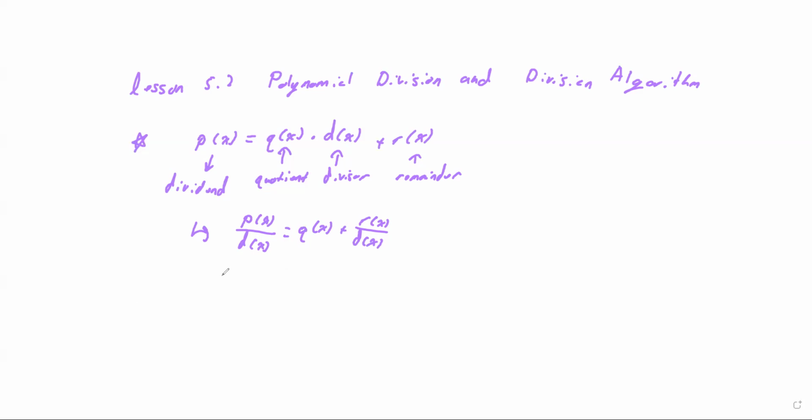Another note is if C is a 0, so a random number, if it's a 0, then X minus C is a factor. So if I tell you in the directions here that, hey, 2 is a 0, then I know X minus 2 is a factor. Another thing we're going to look at today is the remainder theorem.